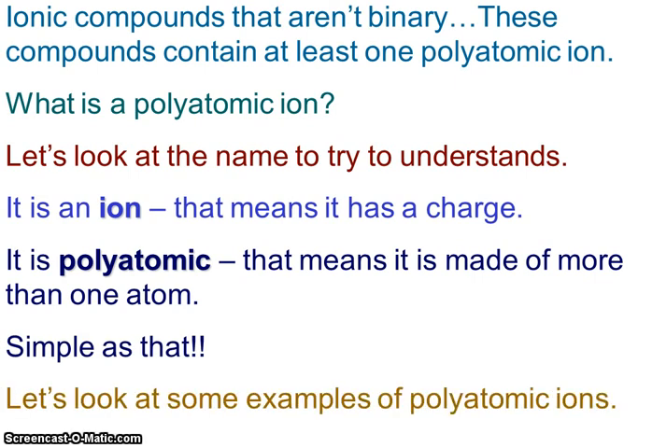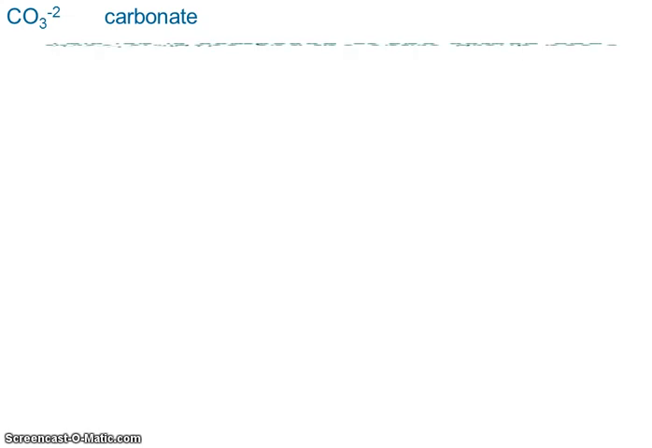There are several that I gave you to memorize, but here are a few just to refresh your memory. CO3 negative 2 is called carbonate. Notice that is a collection of atoms, 1 carbon, 3 oxygens, that carries a negative 2 charge.